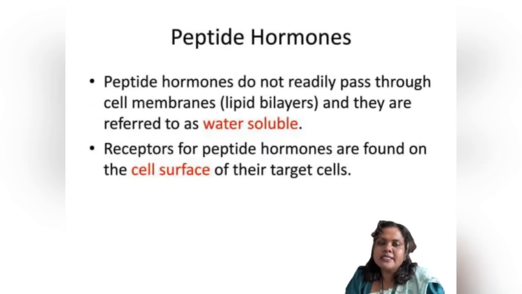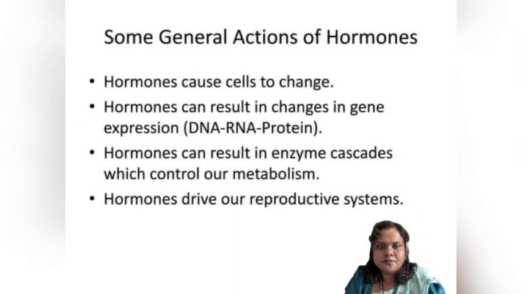Receptors for these peptide hormones are found on the cell surface of their target cell. Whereas in the case of steroid hormones, the presence of receptors varies. It can be on the nucleus and many other places.